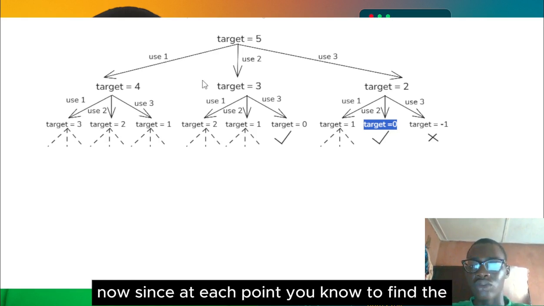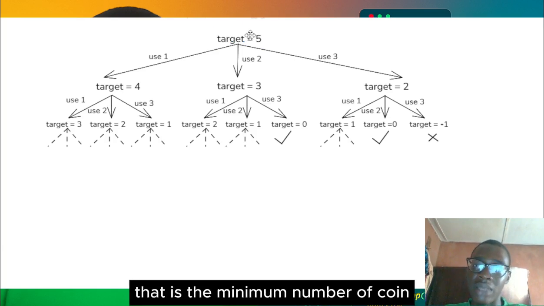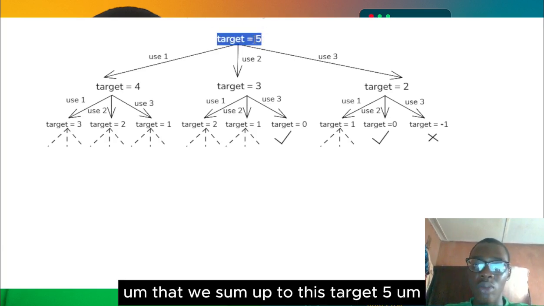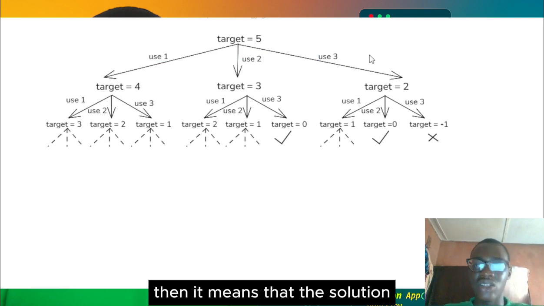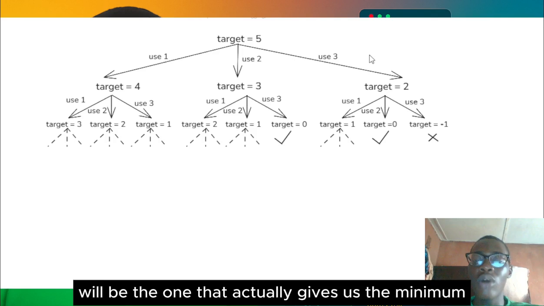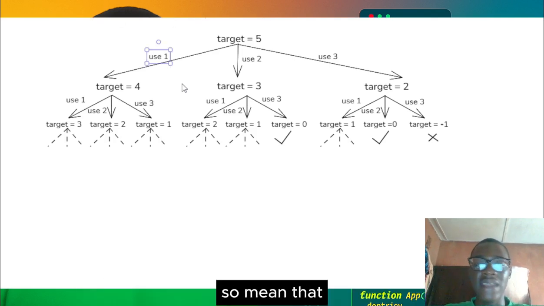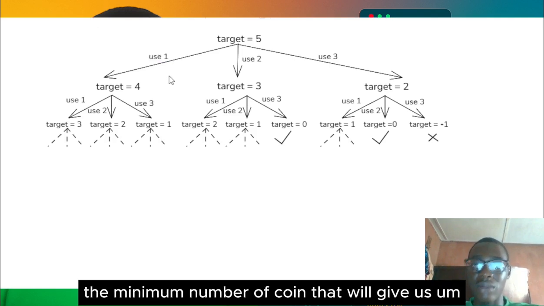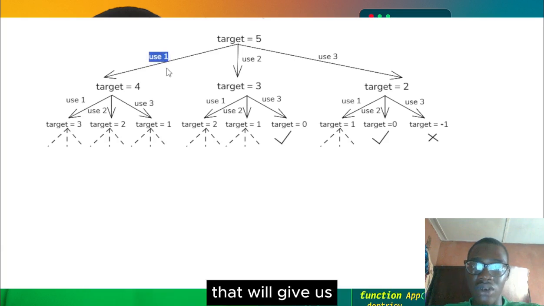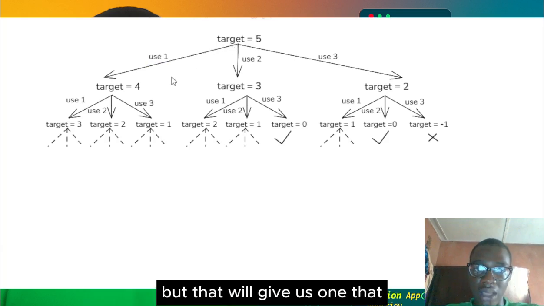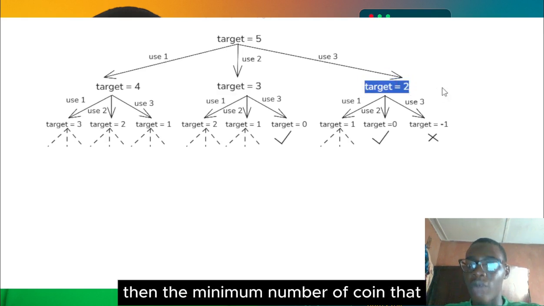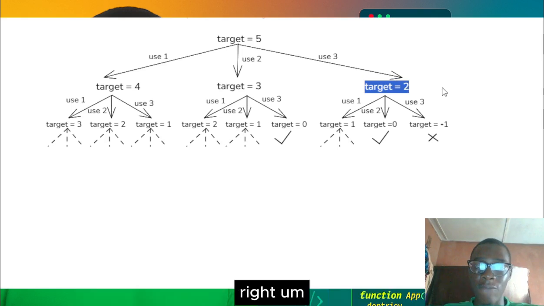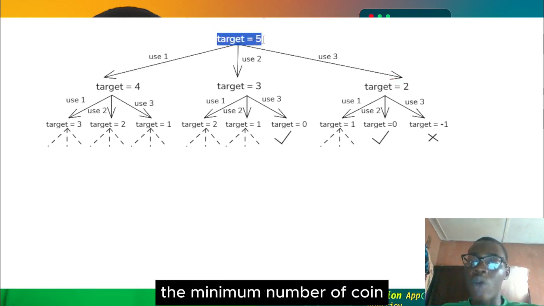Now, since at each point, to find the solution to the main problem, that is the minimum number of coins that sum up to this target 5, we are trying to use 1 and trying to use 2 and trying to use 3, it means that the solution will be the one that gives us the minimum number of coins between these 3 paths. So after finding the minimum number of coins that will give us target 4, and then target 3, and then target 2, we can get the minimum number of coins for the main problem.